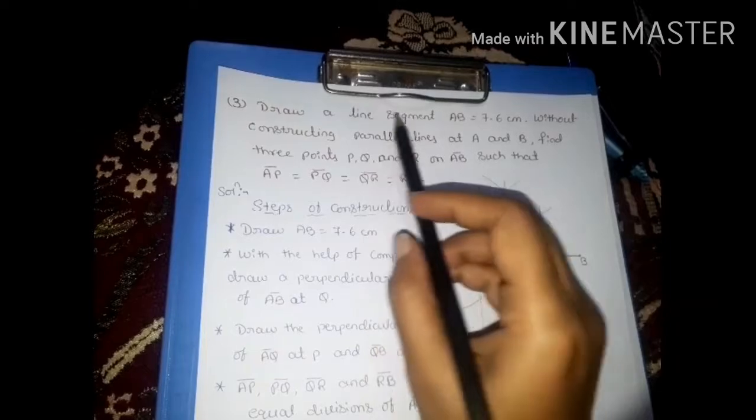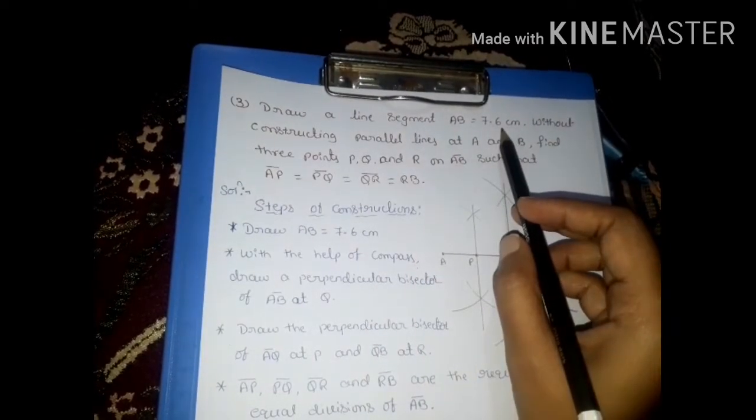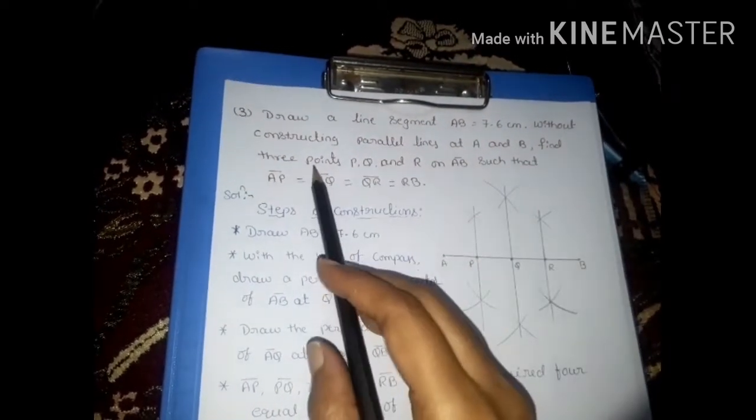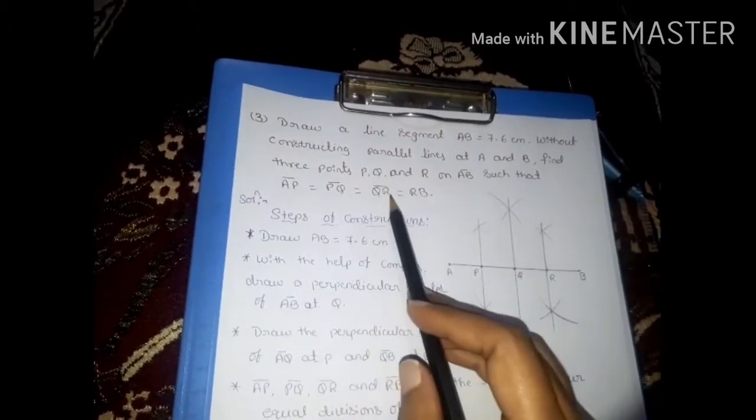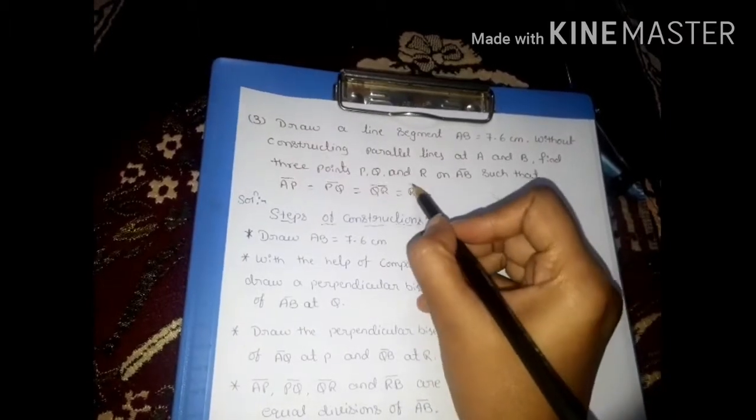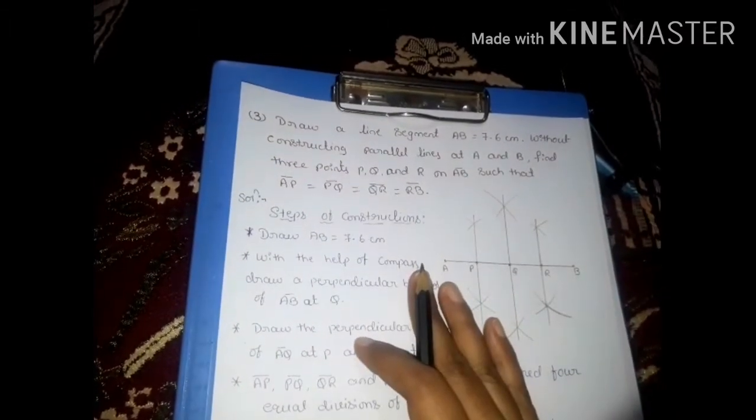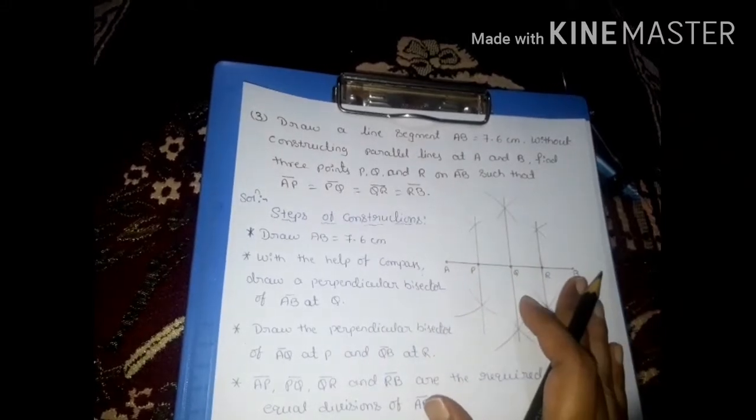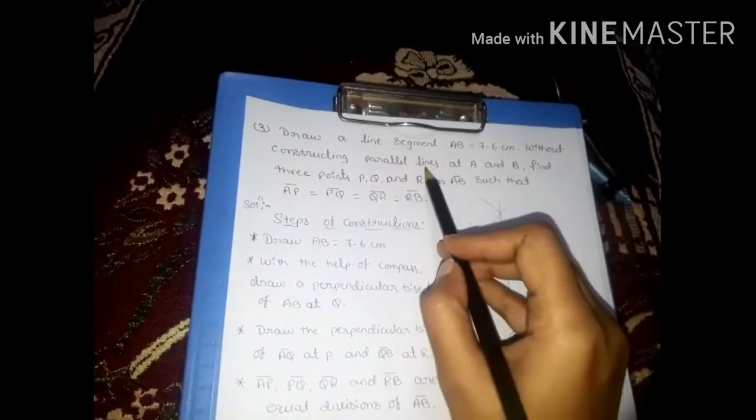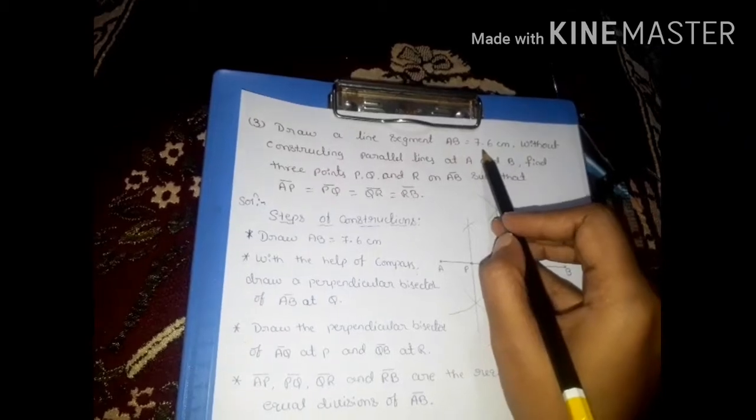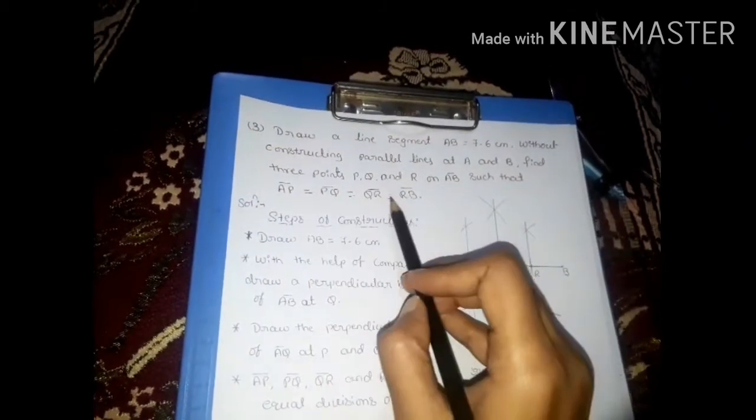Third question. Draw a line segment AB equal to 7.6 cm without constructing parallel lines at A and B. Find 3 points P, Q and R on AB such that AP equal to PQ equal to QR equal to RB. Here in worksheet 3, we divided a given line into equal parts by constructing parallel lines at 2 points. Here in the question they clearly mentioned without constructing parallel lines. Without constructing parallel lines, you have to divide a given line 7.6 cm into 4 equal parts.